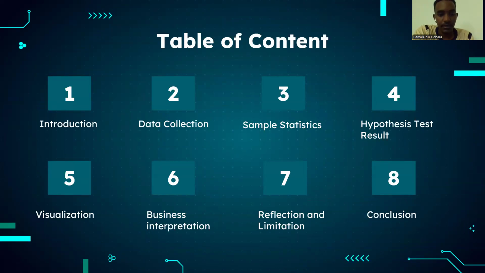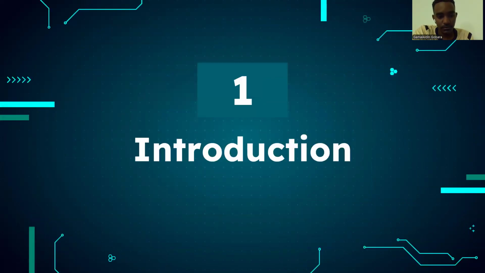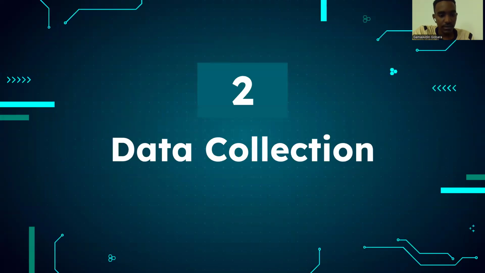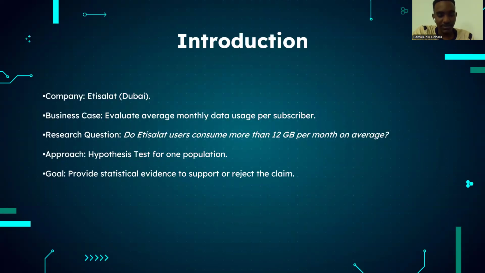This is our table of contents, and we'll start with the first one, the introduction. The company is Etisalat, and our business case is to evaluate average monthly data usage per subscriber. Our research question is: do Etisalat users consume more than 12 gigabytes per month on average? We approach it with a hypothesis test for one population, and our goal is providing statistical evidence to support or reject the claim.